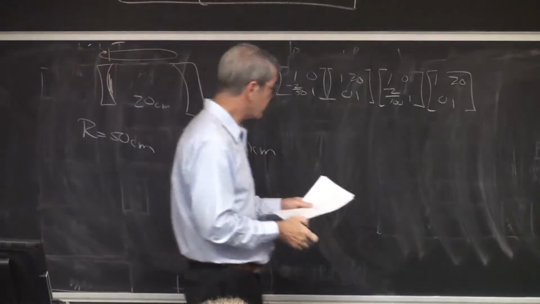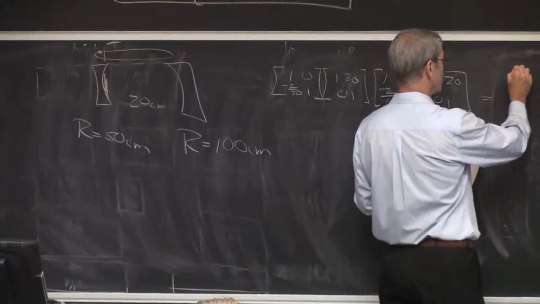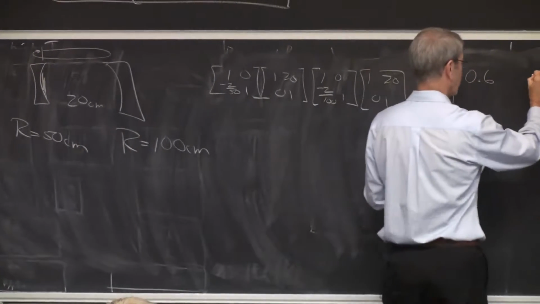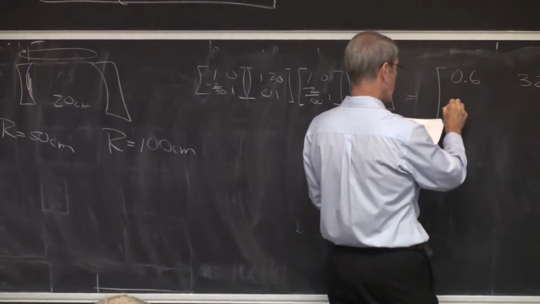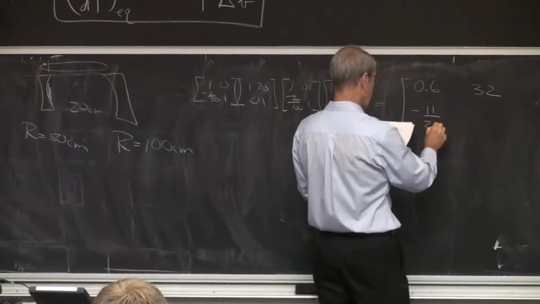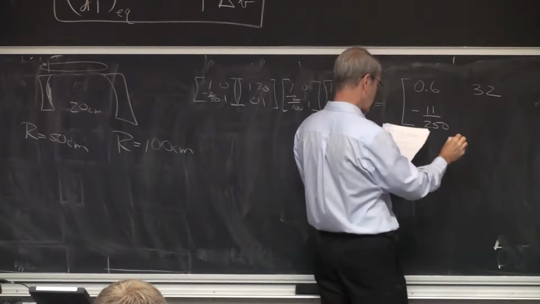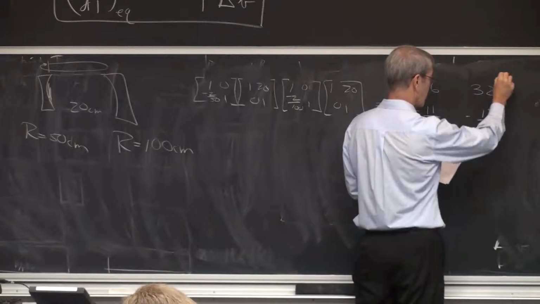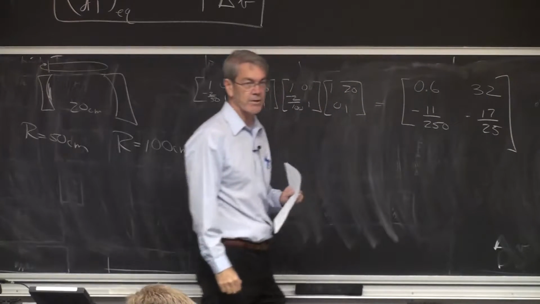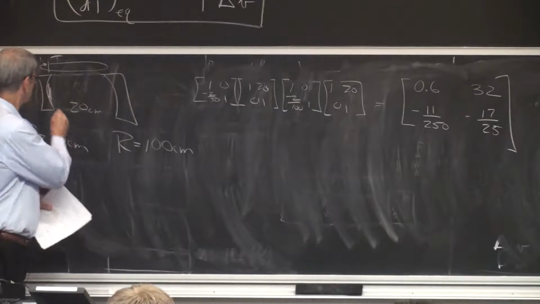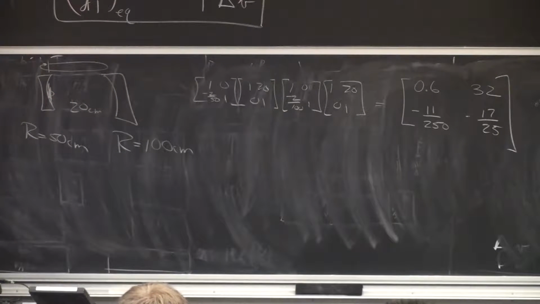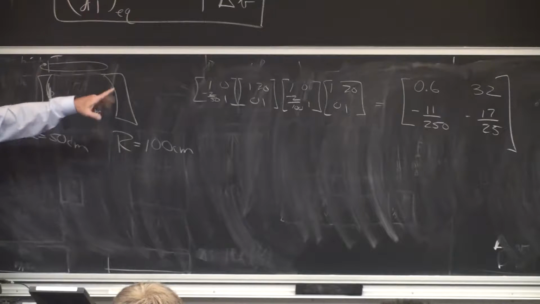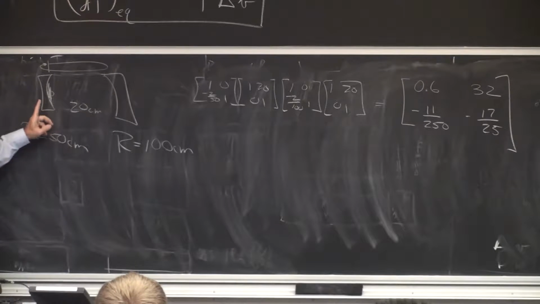And let's say you've got your calculator all tuned up. You're going to get a matrix like this: 0.6, 32, minus 11 over 250, and minus 17 over 25. Obviously, I did this in Mathematica. Okay, so there's my ABCD for right there. If I did it over here, I'd get a different ABCD. So that's not the right ABCD. That's just the one I chose.